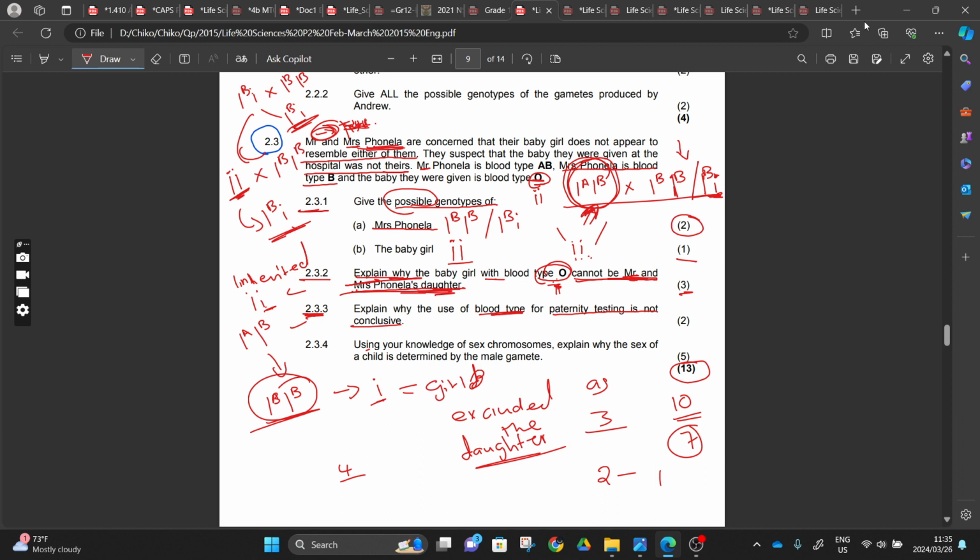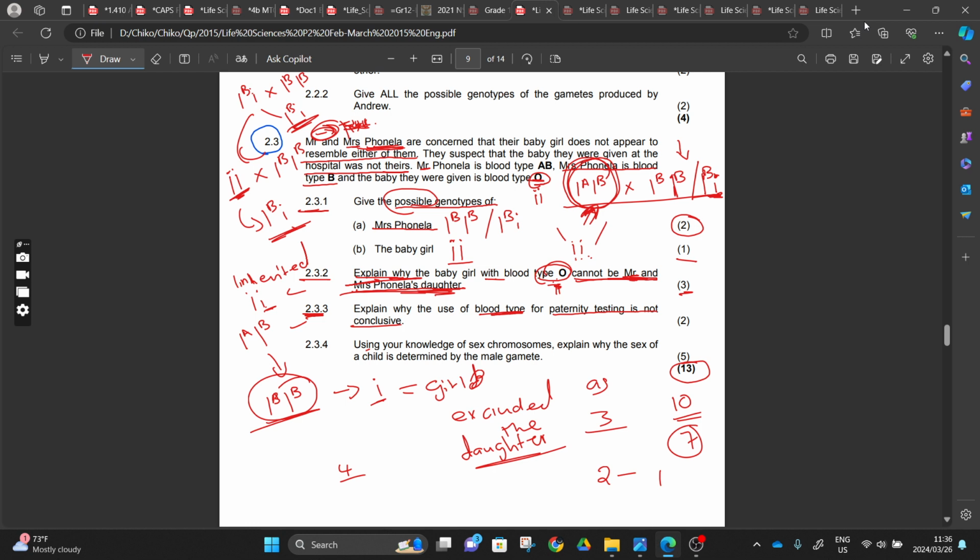So you see, with blood grouping, it can only exclude. We can say this person is not the father of this child, or this person is not the mother of this child, but we cannot be 100% sure that this mother is the mother of the daughter, and this father is the father of the daughter. I hope you understand this. When you understand blood typing and blood grouping, this will be very simple.